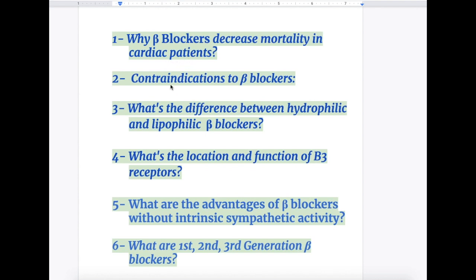Number 2. What are the contraindications to beta blockers? Number 3. What's the difference between hydrophilic and lipophilic beta blockers? Number 4. What's the location and function of beta 3 receptors?